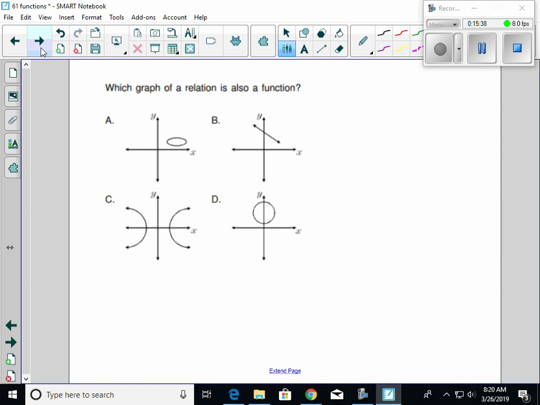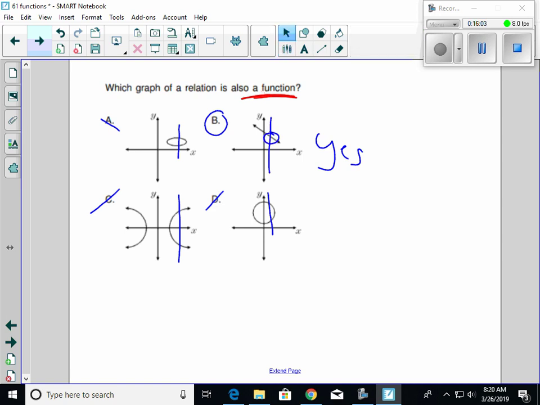Which graph is a function? So this one you want to find one that is a function. A, I can draw a vertical line that hits that more than once. That's not a function. C, I could find a line that hits that more than once. D, I could find a line that hits that more than once. Okay, so the answer is B. If I draw a vertical line, it would only hit that function one time.